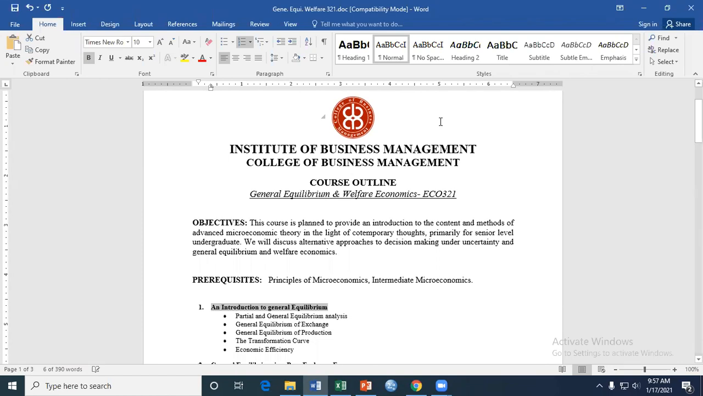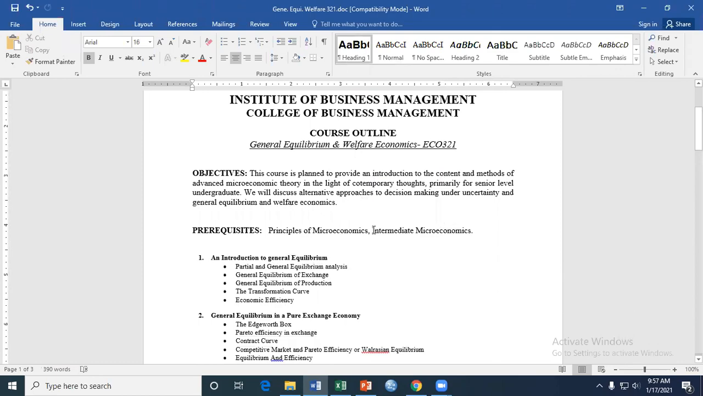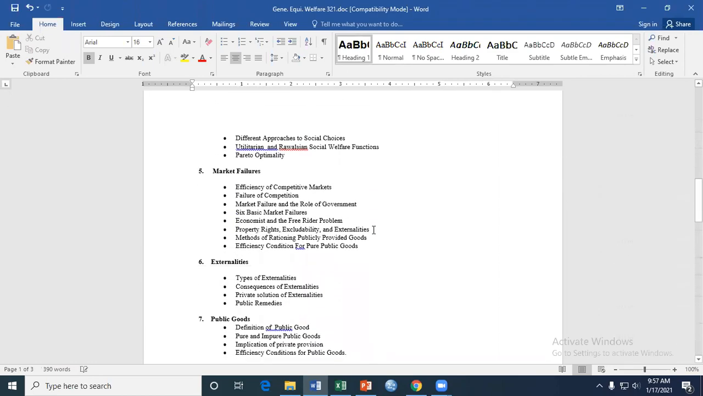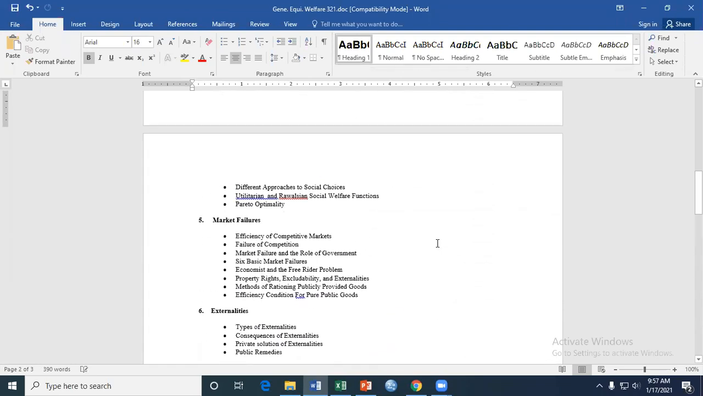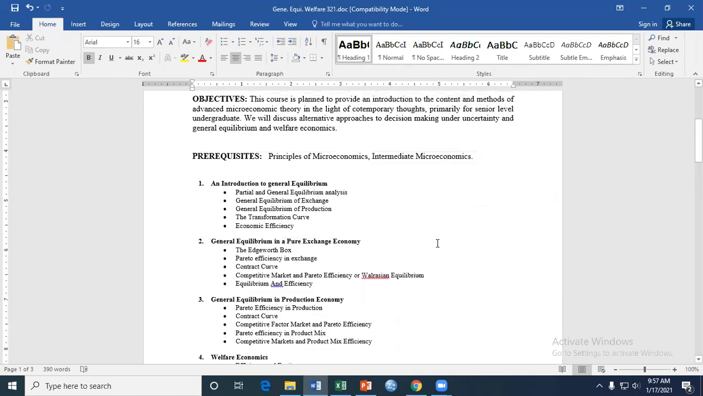The content of this course would be as follows. The book we are going to follow is Stiglitz, Economics of Public Finance, or Rosen and Gayer. Whichever edition you get doesn't matter. There is a little difference between the editions, so it's okay if you get the latest edition or a slightly older one. First, we will discuss the introduction.